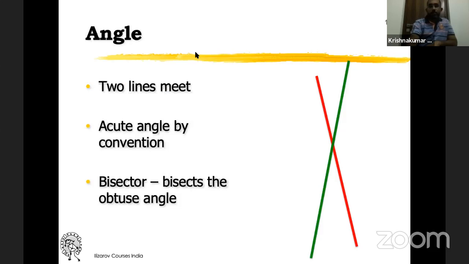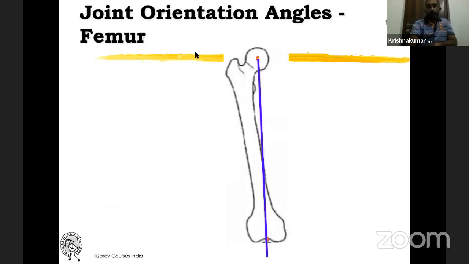And when two lines meet, you get an angle. And by convention, you prefer to name the acute angle. So it is the acute angle that is always taken into consideration. And when we proceed with this lecture, we'll be using the term bisector. When we say bisector, it means a line which is bisecting the obtuse angle. So two terms: one is the acute angle, which is usually used for nomenclature, and the second is the bisector line, which bisects the obtuse angle.